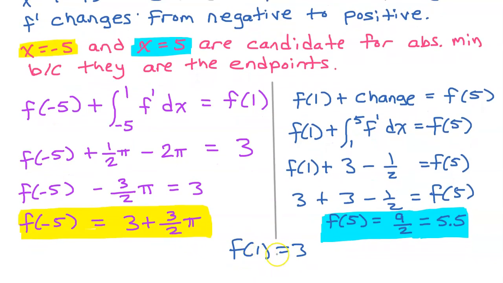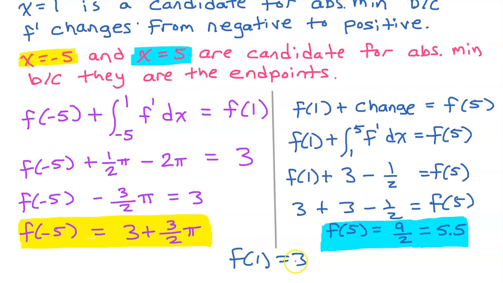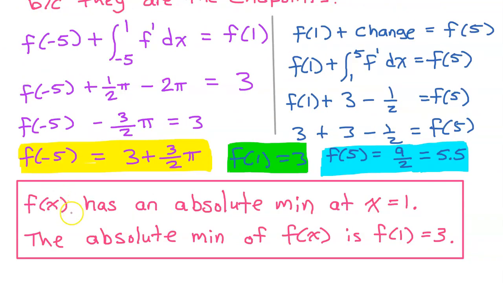So which one of these is the absolute minimum? Well, 3 is clearly less than 3 plus 3/2 pi. And 3 is obviously less than 5.5. Therefore, f at 1, which equals 3, is the absolute minimum. In summary, f of x has an absolute minimum at x equals 1. The absolute minimum of f of x is f of 1, which equals 3.